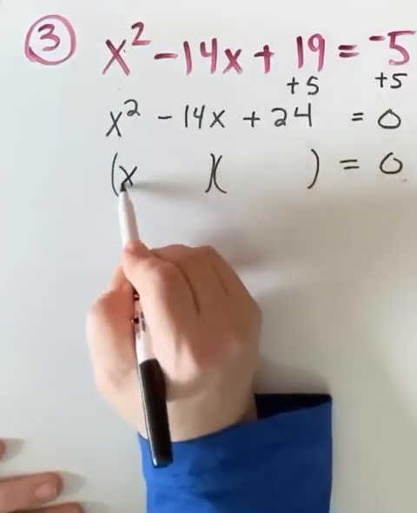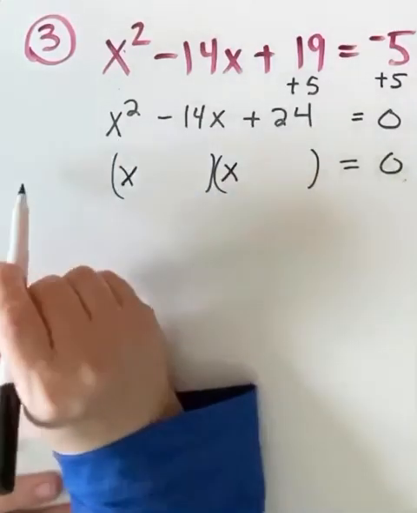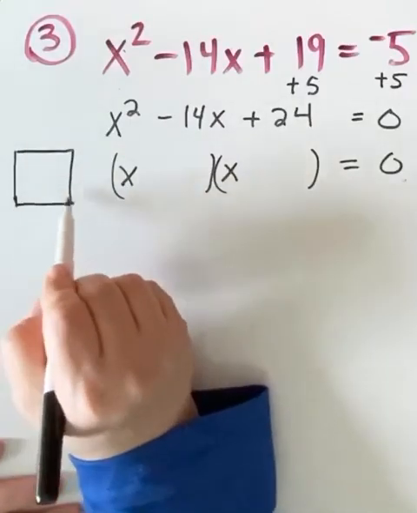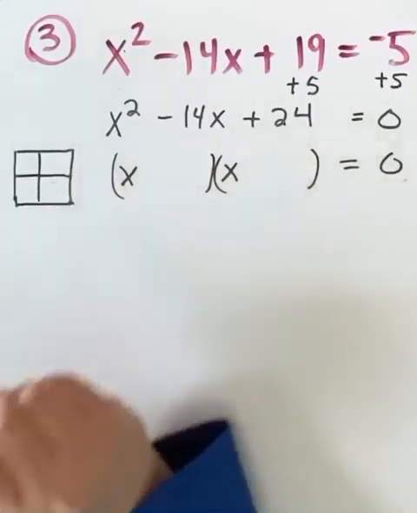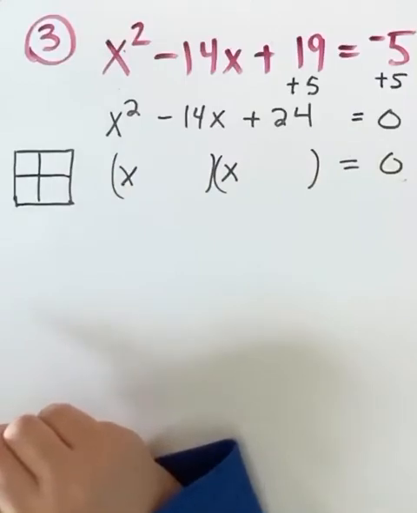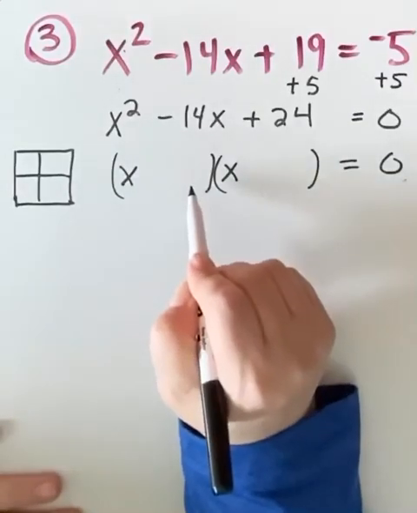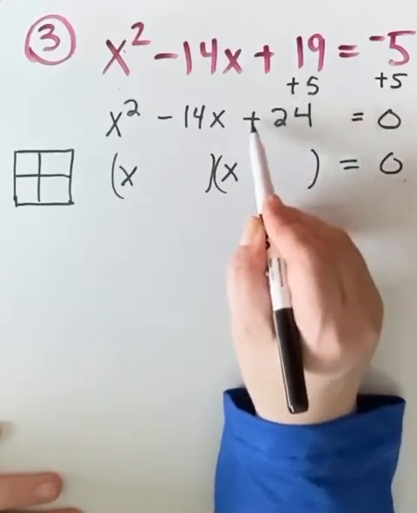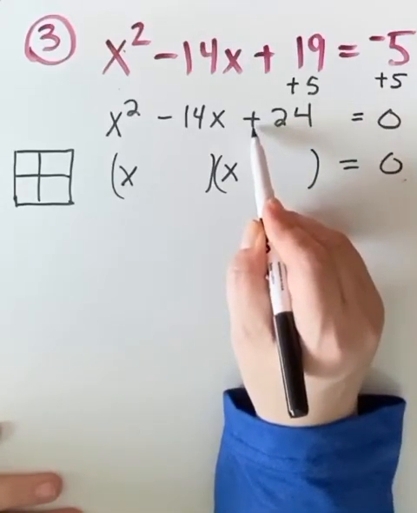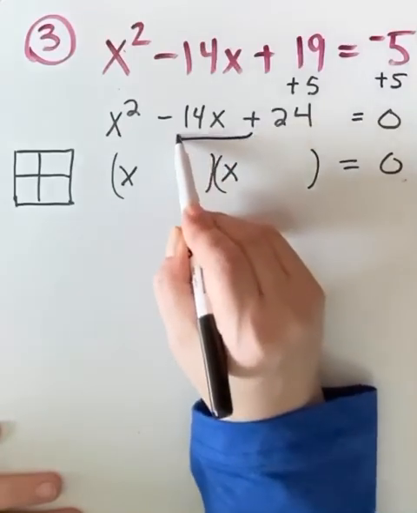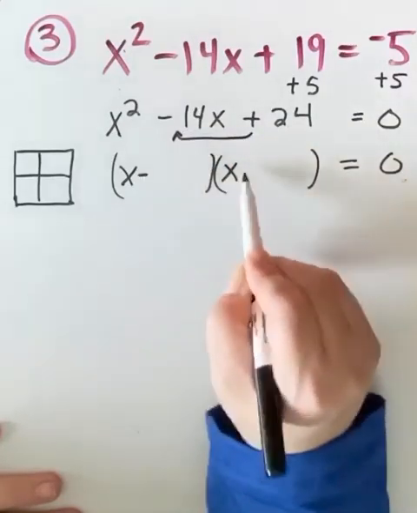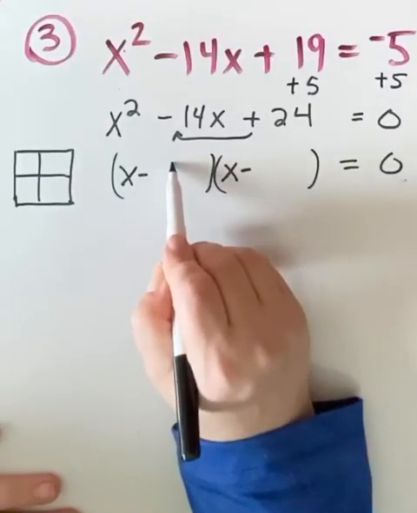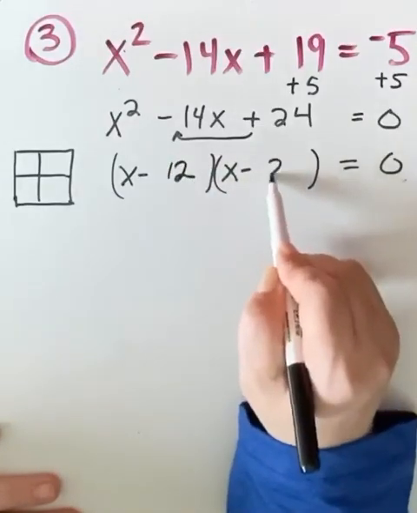X squared, x times x. Once again, if you need to pause the video, this is what might take you the most amount of time, to be able to figure out the factors here. We do know that this constant c value here tells us that my signs are both going to be the same, and it tells me they're both going to be minuses. And that's going to help me get to the conclusion that this should be x minus 12 and x minus 2.